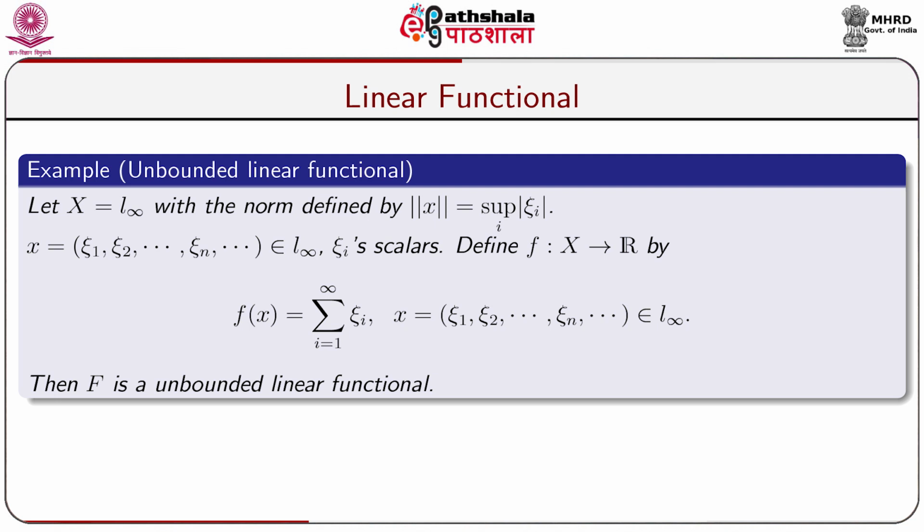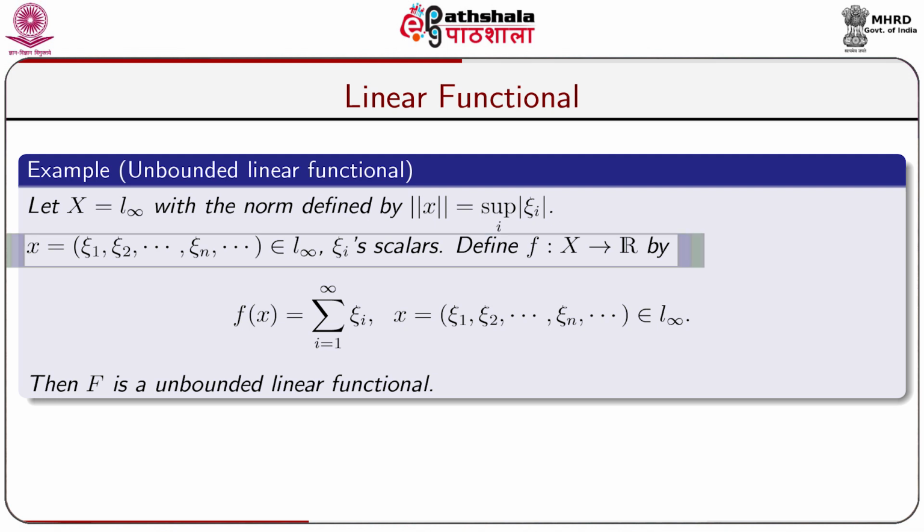Now, let us take an example for an unbounded linear functional. Right now, we have discussed bounded linear functionals. Now, we shall have an example which is an unbounded linear functional. Let us take X equal to l infinity with the norm defined by norm of x equal to the sup of modulus of xi, where the supremum is taken over i equal to 1, 2, and so on. And l infinity is the space of all bounded sequences of scalars.